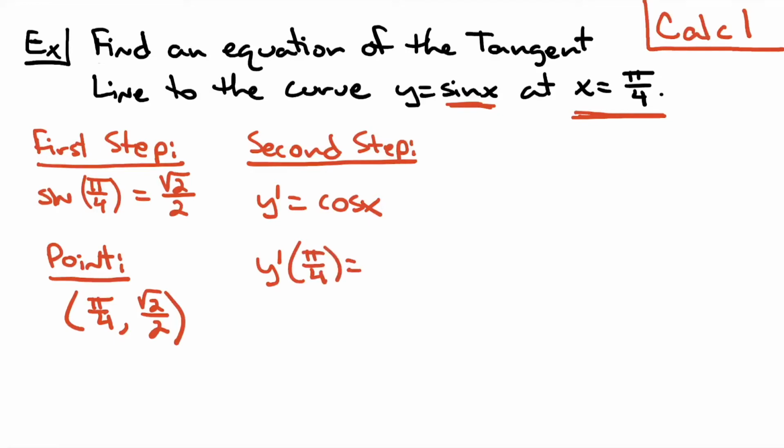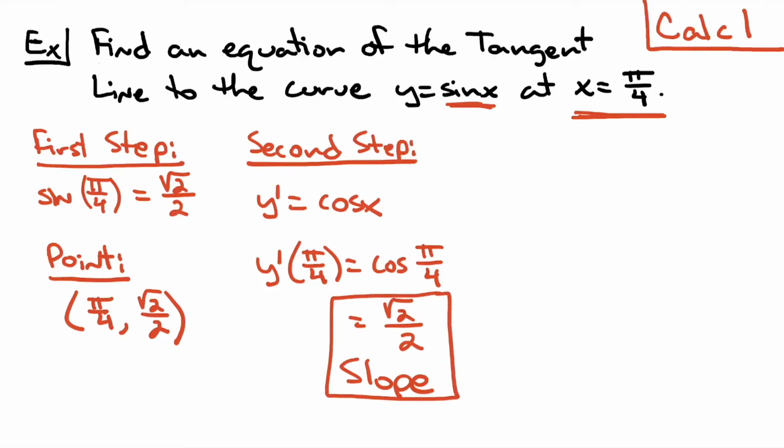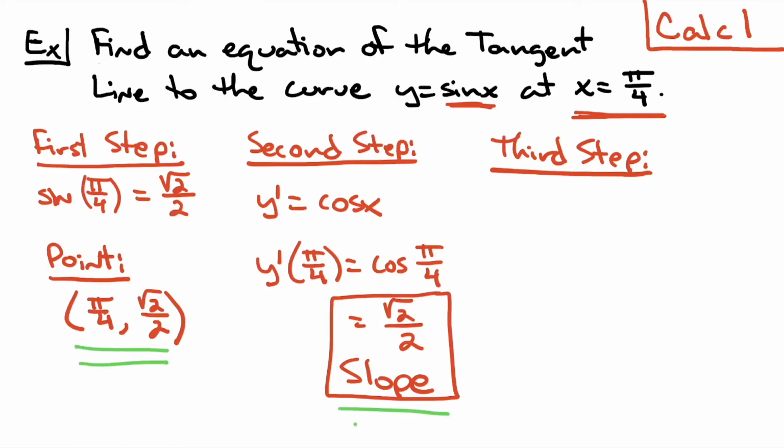All right, plugging that in, I'll have the cosine of pi over 4. Cosine of pi over 4 is the square root of 2 over 2. And that is my slope at the given point that I am interested in. All right, now for my third and final step, I can actually write the equation of that tangent line because I know both the point that's going to be on that line and I know the slope that's going to be on that line.